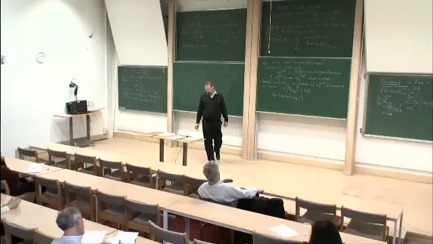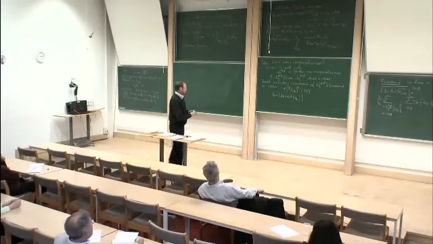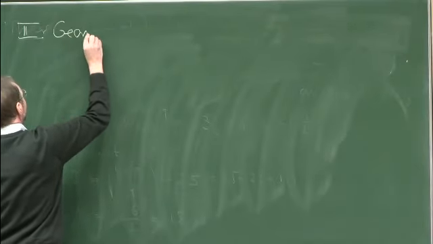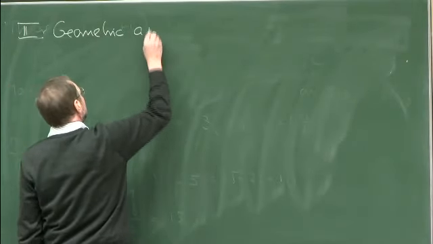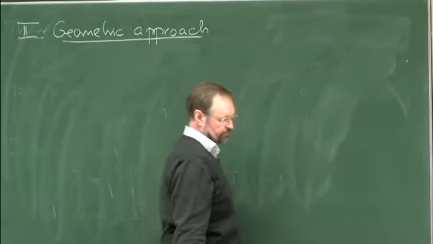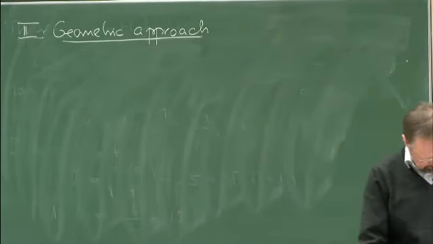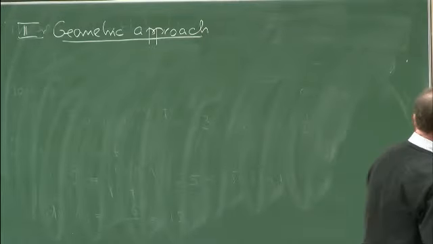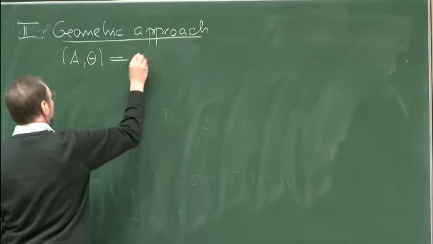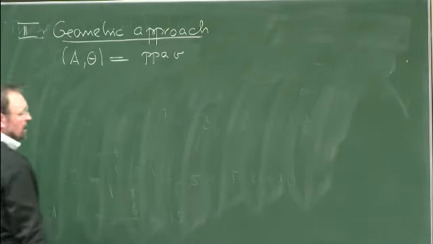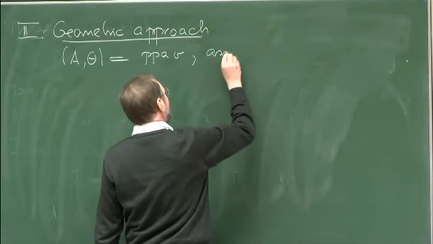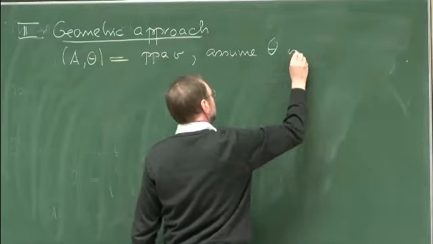Okay, so the way we can tackle that, so let me say, geometric approach. Okay, so say (A, theta), let that be a principally polarized abelian variety, and we assume the theta divisor is symmetric.